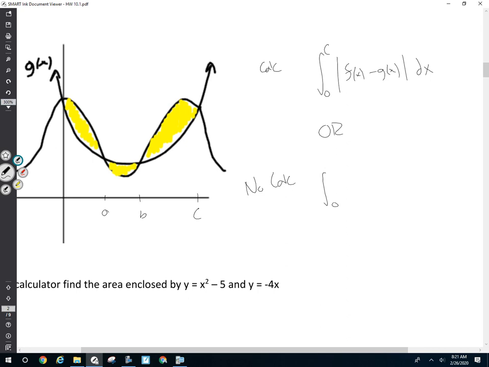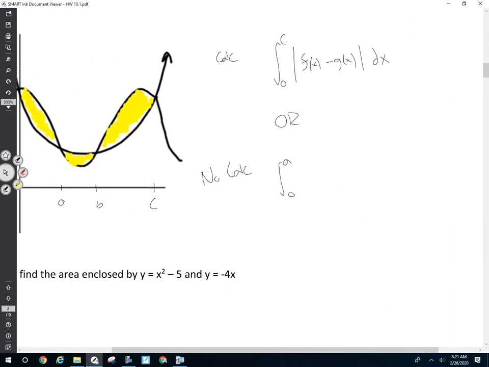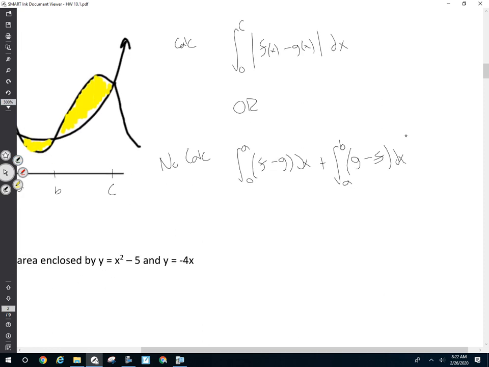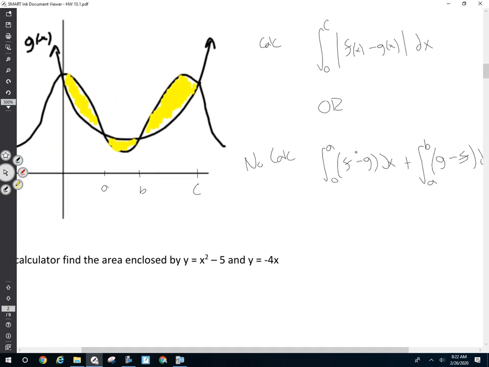We'll have to go from 0 to A. The top is the f function. And then from A to B, the top is the g function. I'm not going to bother putting in the x's, you kind of understand. And then from B to C, the top is back to being the f function.